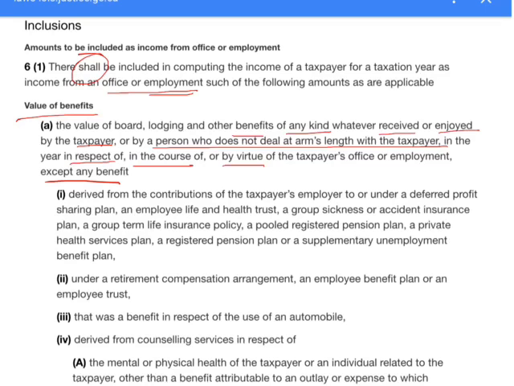Notice as well that it includes things that are received by persons who do not deal at arm's length with the taxpayer. This means that if the taxpayer who works for Company A receives their salary and the employer gives that person's spouse some money or a benefit, that will be included in the taxpayer's income from employment.